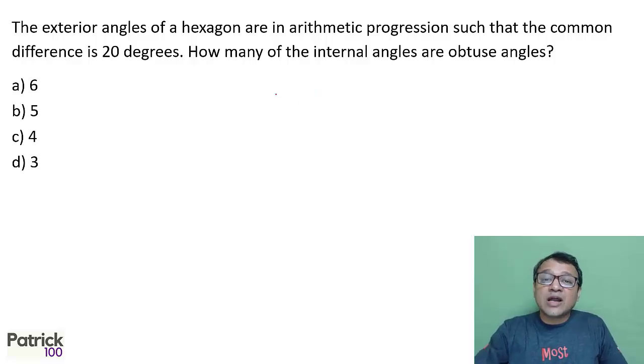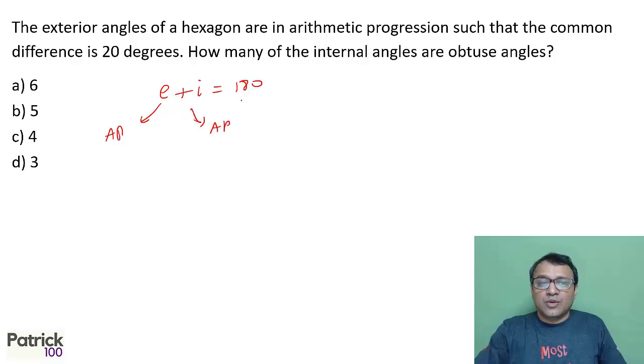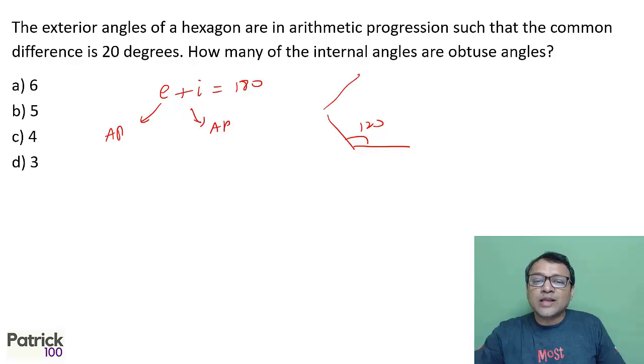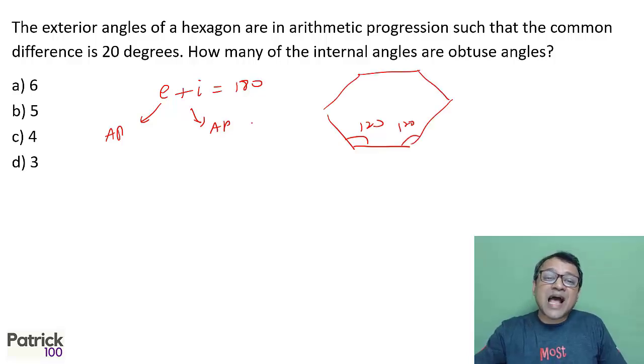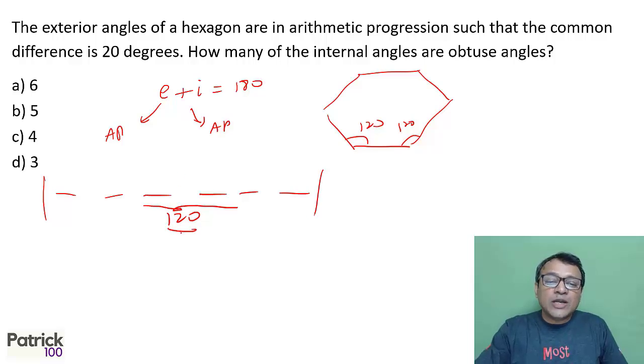The exterior angles of a hexagon are in an arithmetic progression with a common difference of 20. Since exterior plus interior angle is 180, the exterior angles are in AP and the interior angles also will be in AP with a difference of 20. Now in a regular hexagon, each angle is 120. That means the average of all the internal angles is 120. And in an arithmetic progression, when there is an even number of terms, the average 120 will be the average of the middle 2 terms, with a difference of 20.